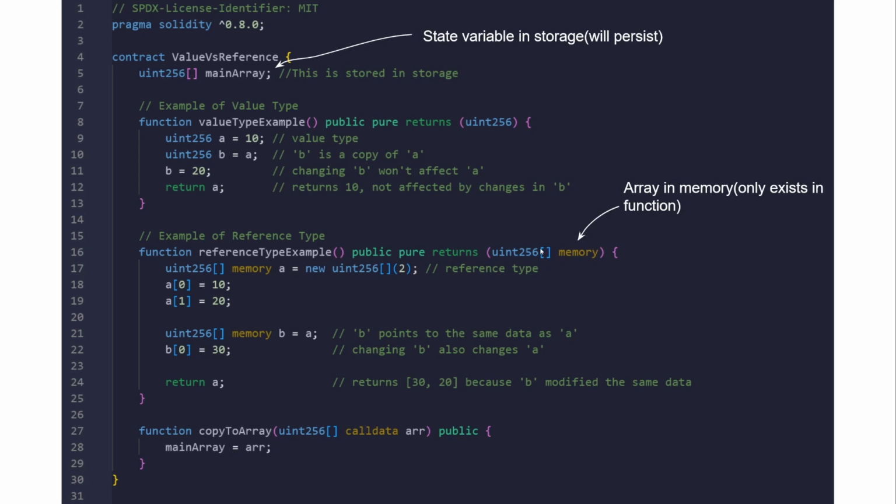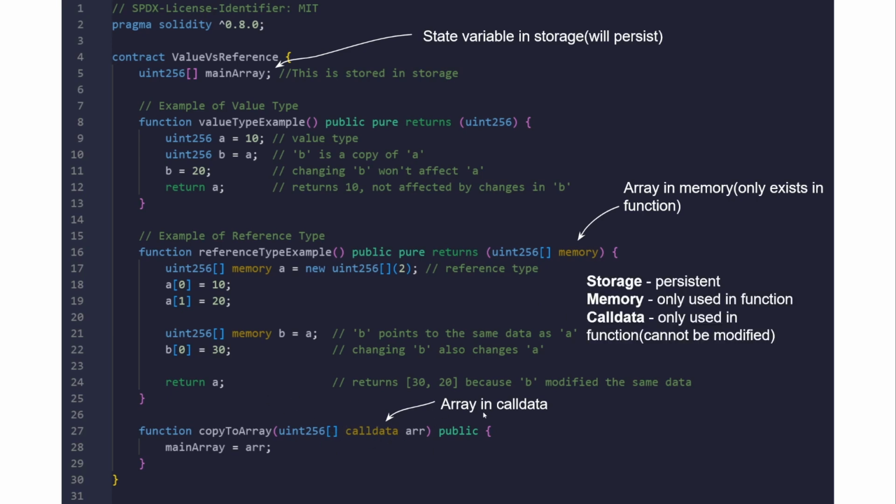This represents the array in memory, so it only exists for that function. So this one exists in storage, this one exists in that function. And then this array exists within the call data. Call data is basically the same thing as memory, but you can't change it. It looks different in other programming languages, but it's pretty simple. I have a little thing right here. It's basically only used in a function and cannot be modified.